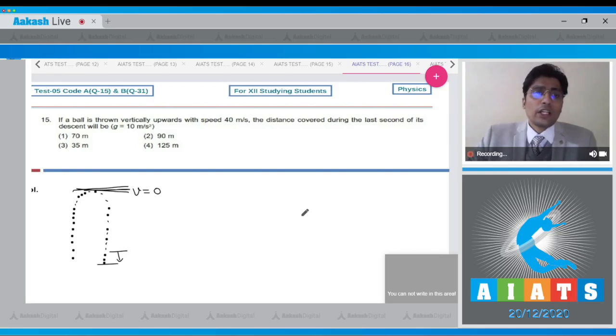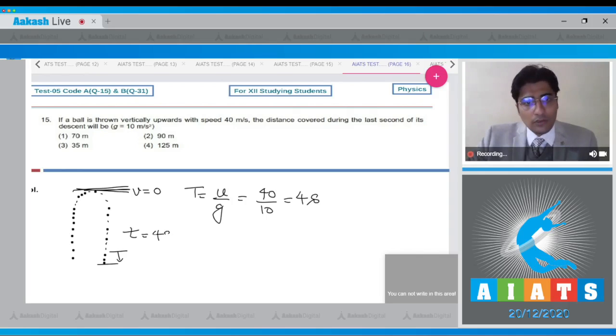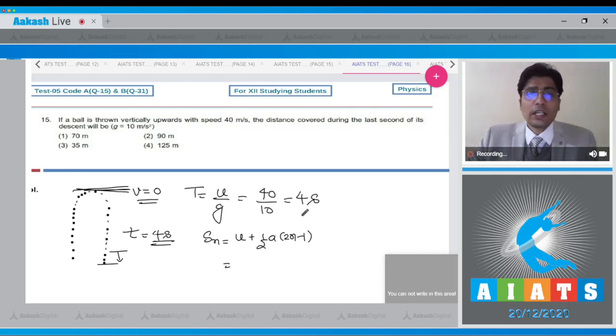Now let us also try to find out the time taken for the body to reach the bottom from the top. That time is equal to half of the time of flight, that is u by g, and this will be equal to 40 by 10, and that is 4 seconds. So essentially we have to find out the distance traveled in the 4th second in the downward motion. We can use the equation that Sn, that is the distance in the nth second, is equal to u plus half a into 2n minus 1. Here u is 0 from the downward motion concept. The initial velocity will be 0, that is at the topmost point.